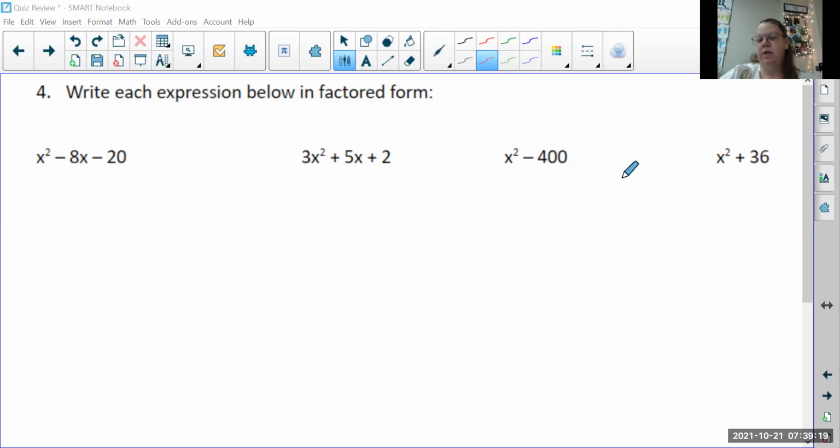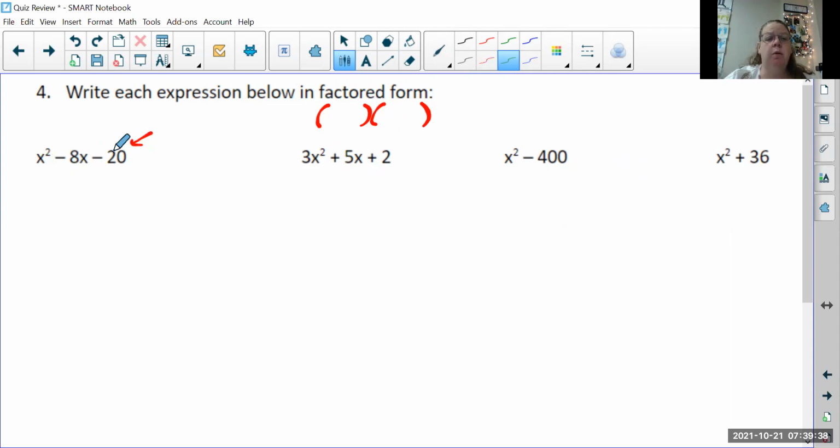Okay, so question 4 says write each expression below in factored form. And whenever we're talking about factored form, that means that we need the two sets of numbers that we're going to multiply to give us the answer that they're giving. So basically, we're working backwards. This is the standard form. They want to know what got multiplied together to give that form.